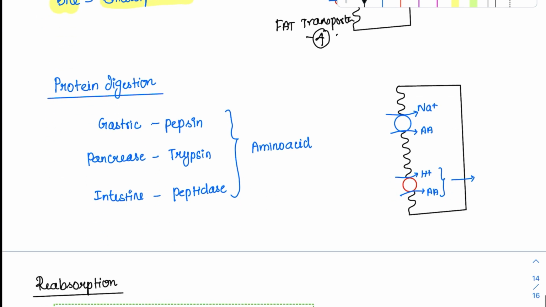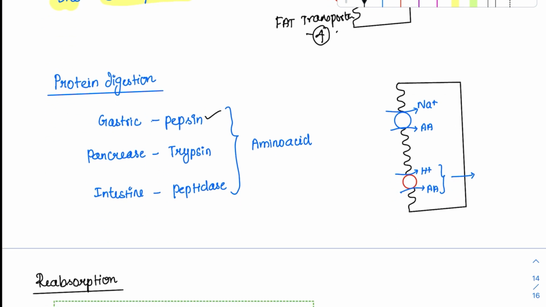Then coming to protein digestion. Proteins are acted on by pepsin from the gastric acid, then trypsin from the pancreas, and peptidase from the intestine, and they will be converted into their micromolecules, that is amino acids. These amino acids are usually reabsorbed with sodium. Maximally they are reabsorbed with sodium through the help of the sodium amino acid co-transporter. It transports both of the substances.